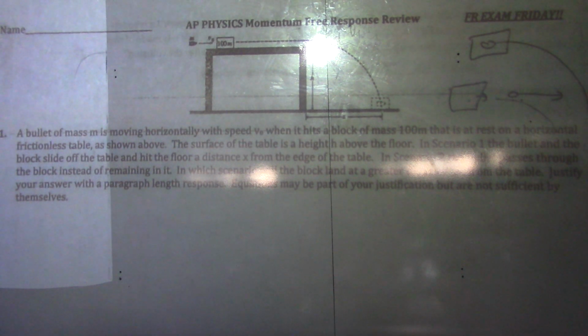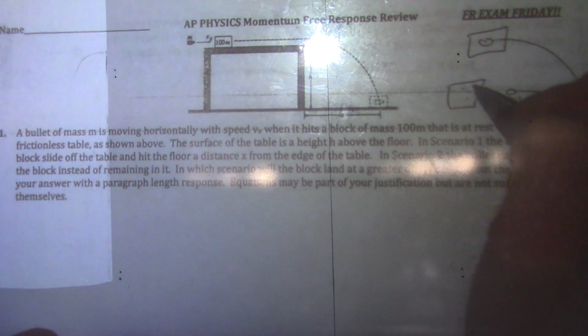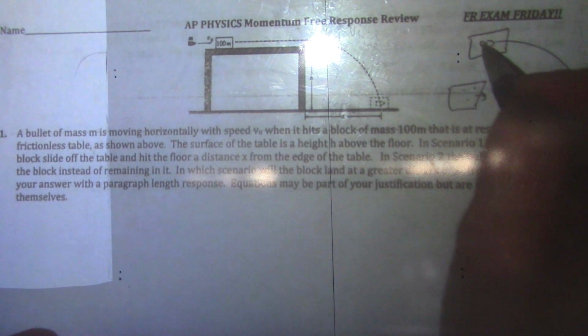So how I thought about this is the one that lands farthest away is the block that is moving the fastest. The block that is moving the fastest has the most momentum. We know that the block at first was at rest. The block's momentum has to come from somewhere. It's going to come from the bullet. We know that total momentum is conserved, so the bullet is going to lose momentum and the block is going to gain momentum. The amount that the bullet loses is the amount that the block gains because of conservation of momentum. So whichever bullet loses the most momentum is the block that gains the most momentum.